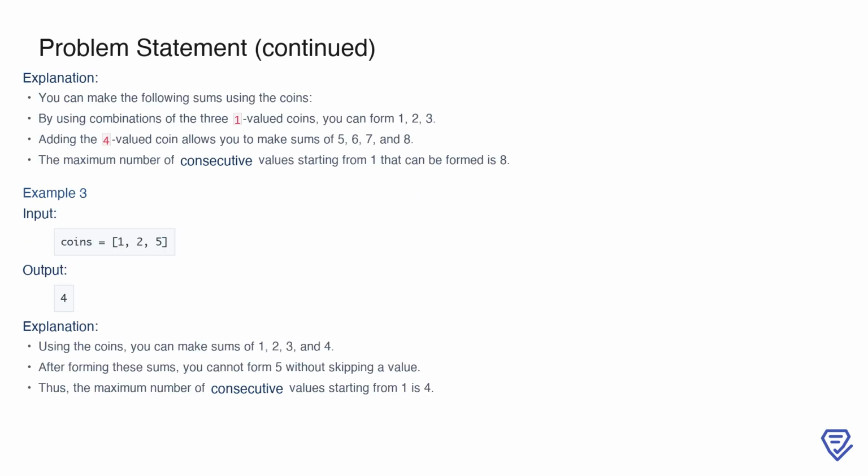Now, let's look at another example with coins equals 1, 1, 1, 4. Here, you can form 1, 2, and 3 by using different combinations of the 3 1-valued coins. Adding the 4-valued coin allows you to extend this sequence to include 5, 6, 7, and 8, resulting in a total of 8 consecutive values starting from 1. Since there are no gaps in the sums from 1 to 8, the output for this example is 8. This demonstrates how larger coins can help extend the sequence when smaller coins already cover the initial values.